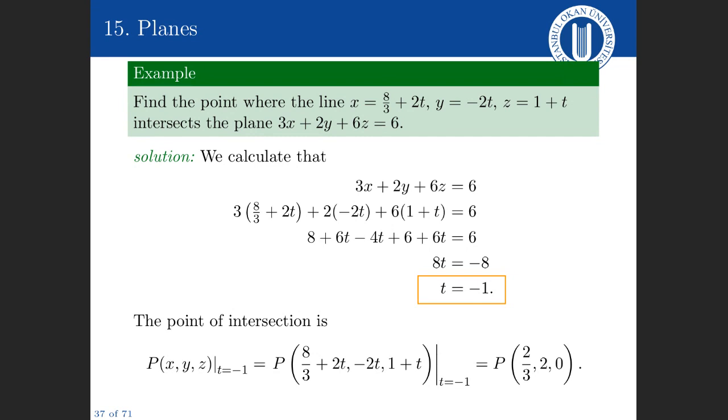In other words, we're looking for the point x, y, z when t is equal to minus 1. We're looking for 8 over 3 plus 2t, minus 2t, 1 plus t, when t is equal to minus 1. Put t equal to minus 1 into here. We have the point 2 over 3, 2, 0.